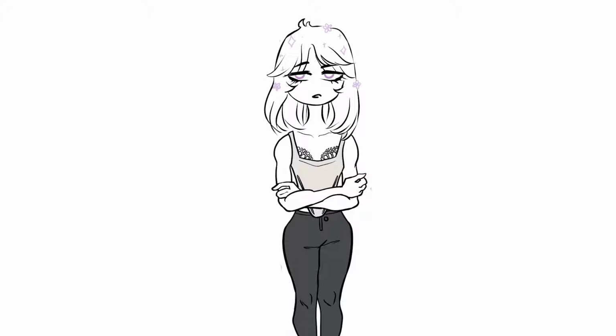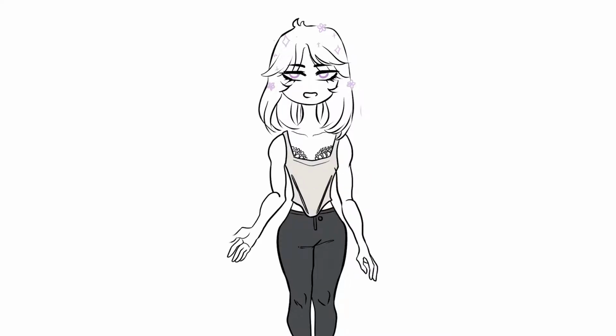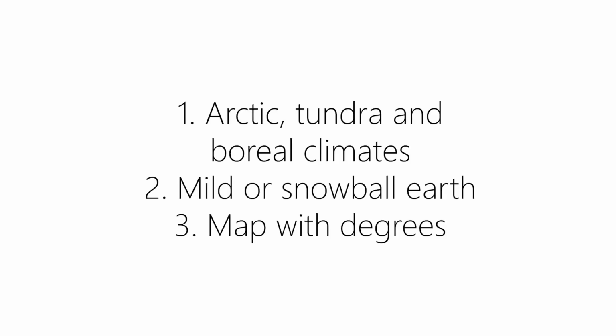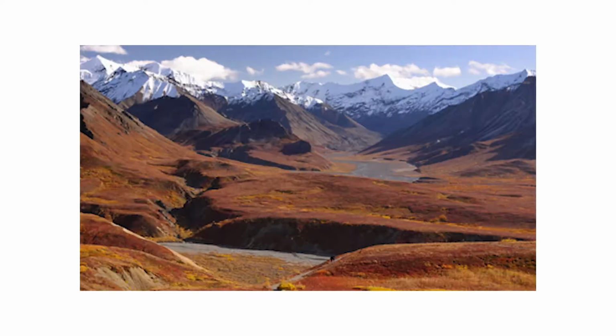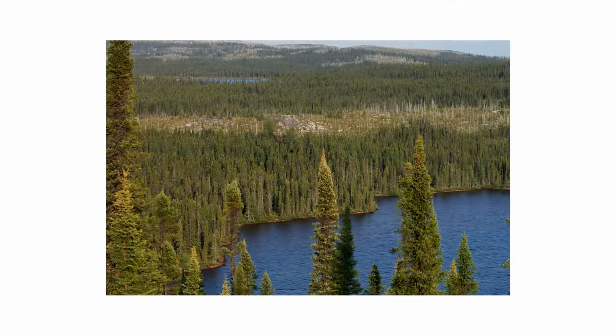But maybe you just need a snowy area in your world and you want to know what kinds of things ice ages leave behind on the mountains and the landscape. We'll get to that soon. 3 important things to know. I'll be talking about Arctic, tundra, and boreal or taiga landscapes, Arctic being perma-ice, tundra being permafrost and low biodiversity, and boreal being evergreen forests and long cold winters.